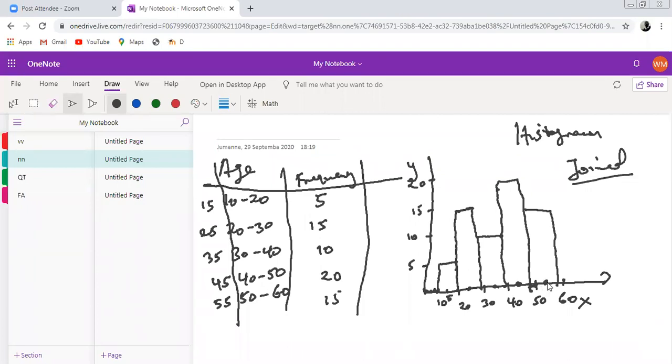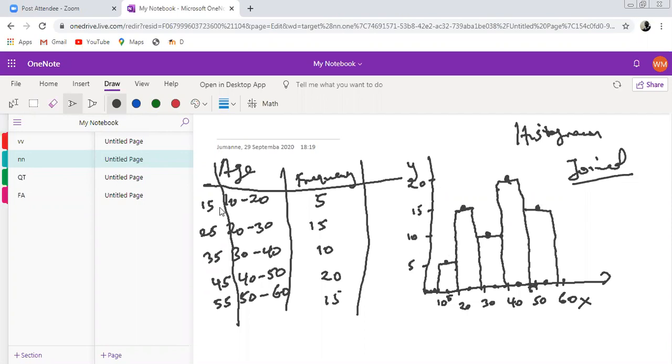Because we are supposed to plot the midpoint versus the frequency, if you come to the midpoint here and then you go up to the frequency, you'll find that we are going to mark those points there, at the midpoints of those particular bars at the top.